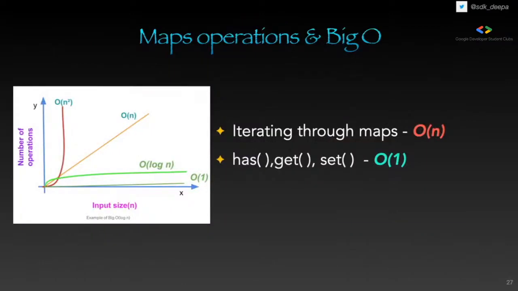So what is search for value? If you're trying to search for something, we need to go through every single item here, and that's why it would be linear time. And then the has, get, or set method, which you would see in the code snippet, would have constant time.